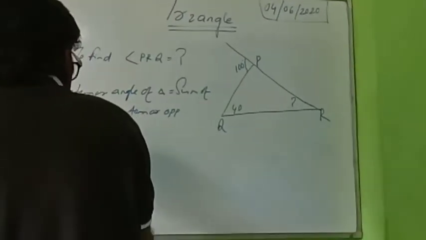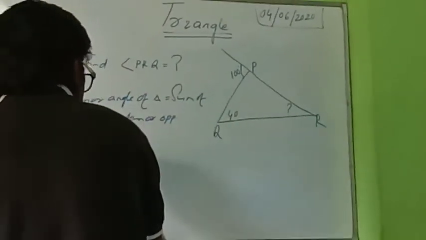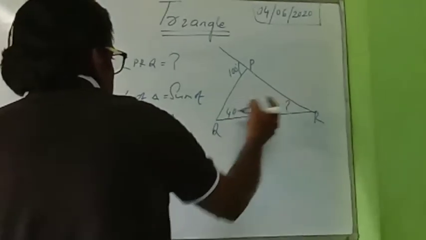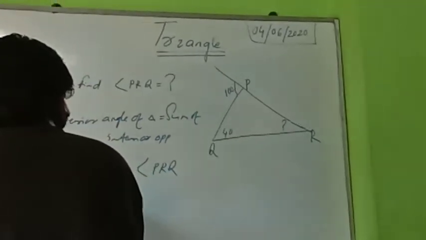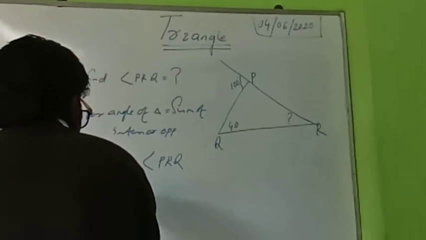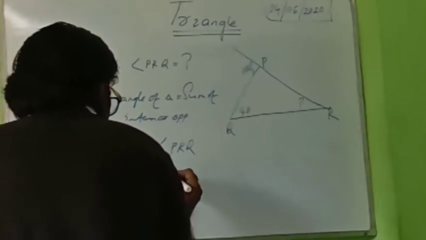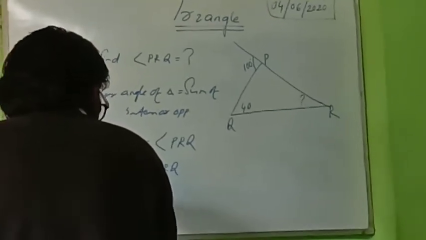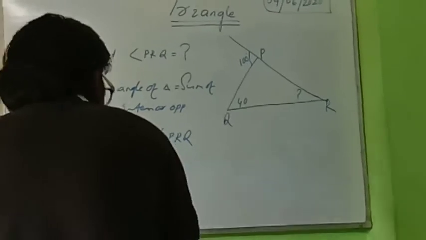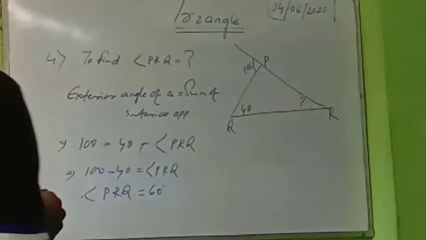100 degree, and interior opposite one is 40 degree given. Another not given. What is the name of that angle? That is PRQ. Now this 100 minus 40 will give you angle PRQ. So what is the value of angle PRQ? Angle PRQ will be 60. This is the way of solving angle PRQ.